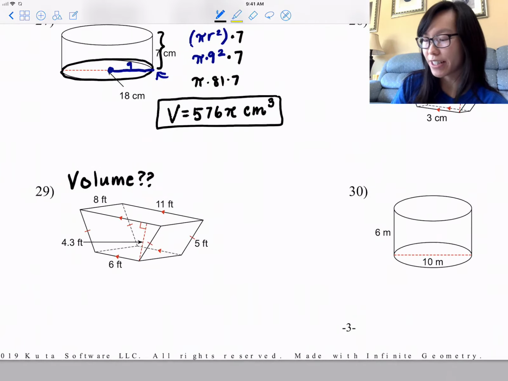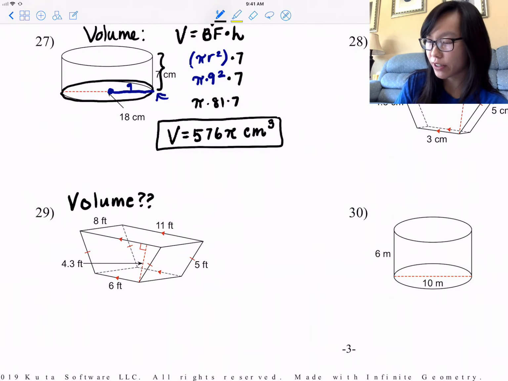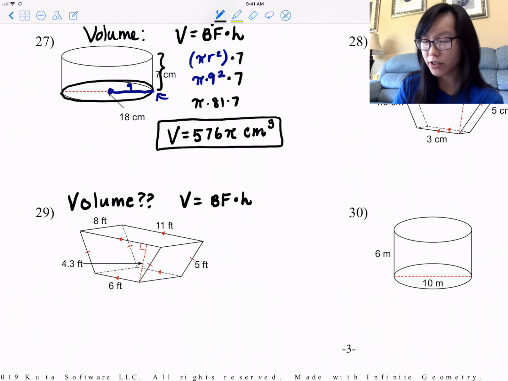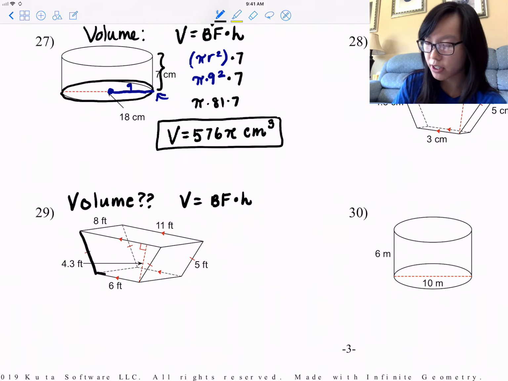Oh man, guys, this one's a doozy. We're now going to find the volume of number 29, which is a trapezoidal prism. And again, the formula is one base face times the height. And I remember a lot of you guys struggled with this, so I'll try to help you guys out with this one. First of all, the base face is a trapezoid. So let's go ahead and try to find the area of that.